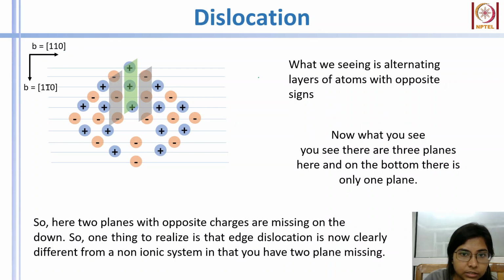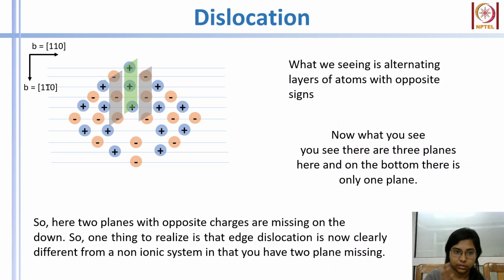So what we are seeing is basically alternating layers of atoms with opposite signs, right? So here it was plus, then it is minus, then it is plus, then it is minus. So we are seeing alternating layers of atoms with opposite signs along this direction. Now here, in the green plane, it's all positive, right?